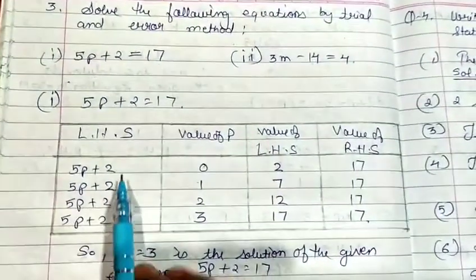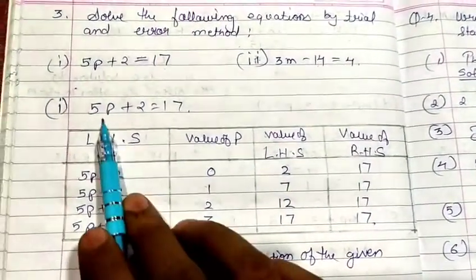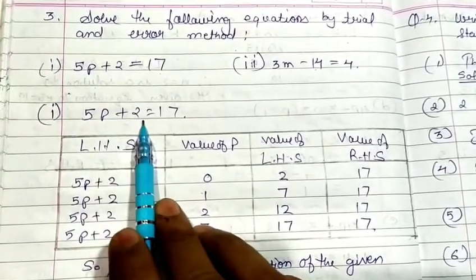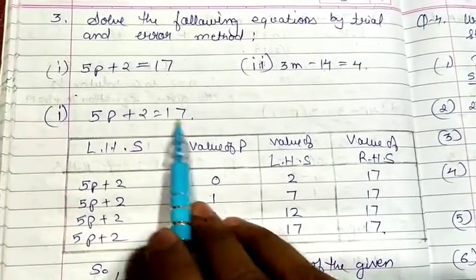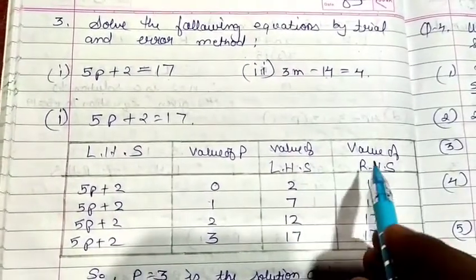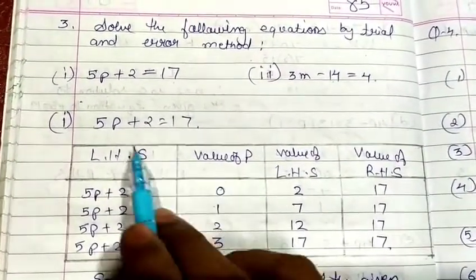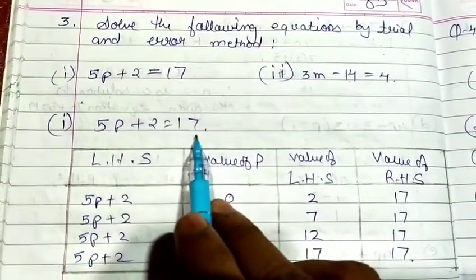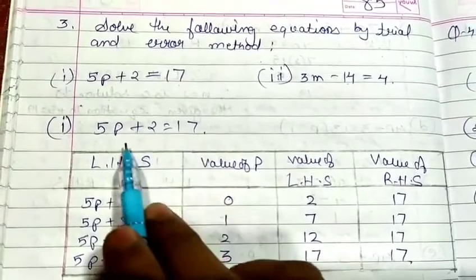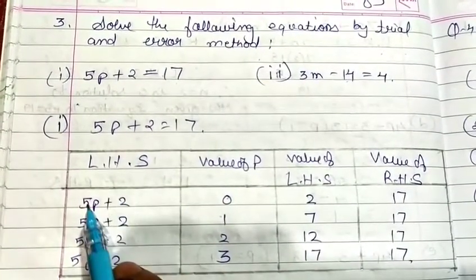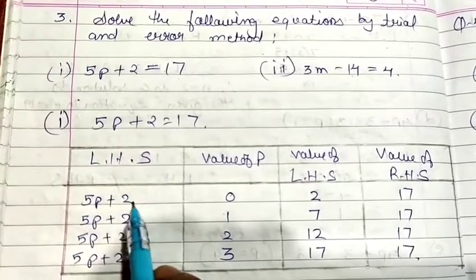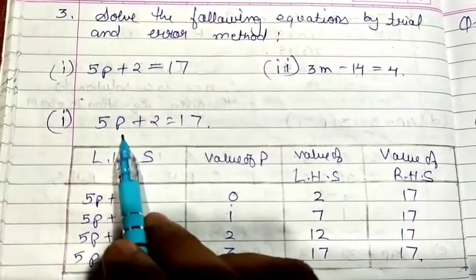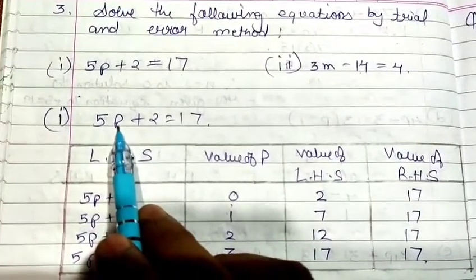See dear student, you have to draw a column like this. This is the left hand side, 5p plus 2, the expression you have to write, and 17 toward your right hand side, the value of the right hand side. Now one by one, in place of p we have to keep on substituting values so that we get 17. Now write down the expression 5 times p plus 2. Now the first value of p, in place of p write down 0.